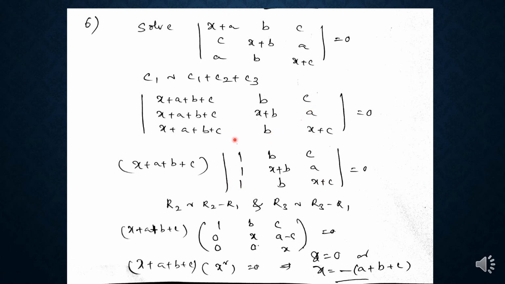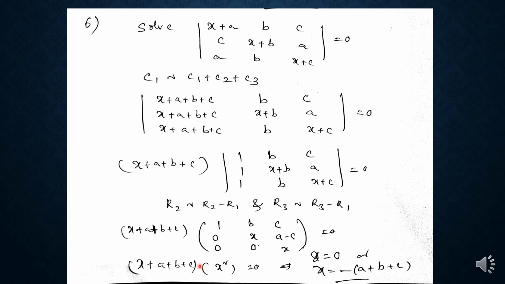Now we got three ones in the first column. To make two ones as zeros, R2 changes to R2 minus R1 and R3 changes to R3 minus R1. That is x plus a plus b plus c, 1, b, c; the first row is constant, there is no change in the first row. Now R2 changes to R2 minus R1, that means 1 minus 1 0, x plus b minus b, that becomes x, a minus c, that is a minus c. And R3 changes to R3 minus R1, that is 1 minus 1 0, b minus b 0, x plus c minus c, that is x, that is equal to 0.